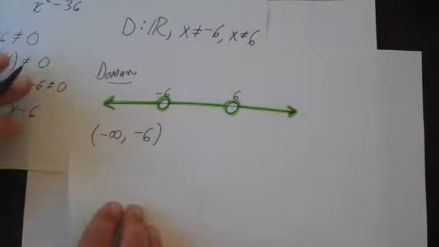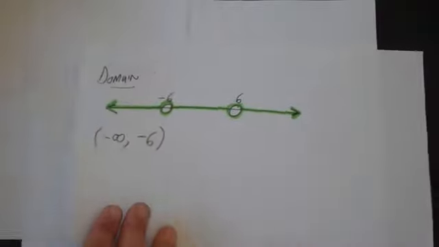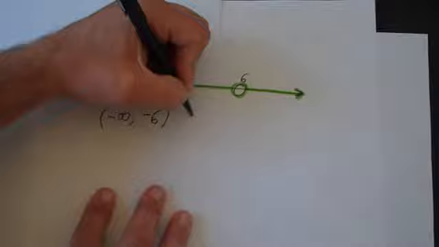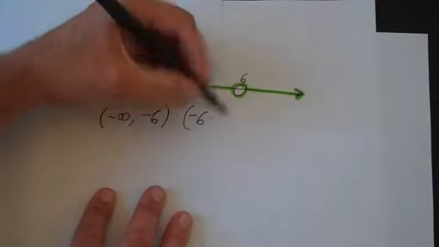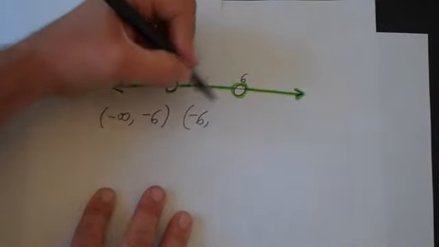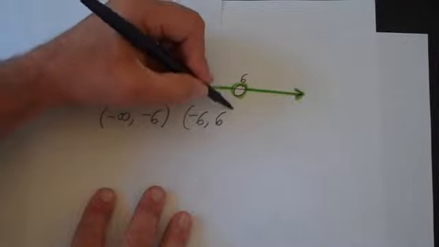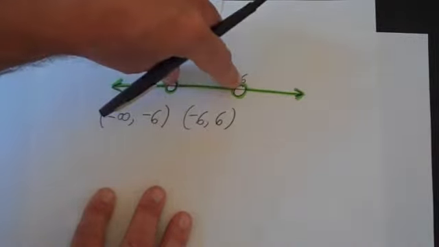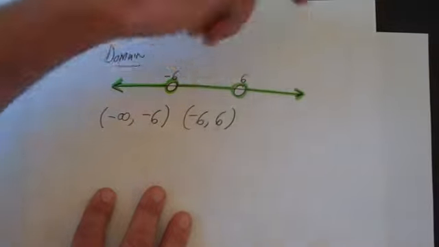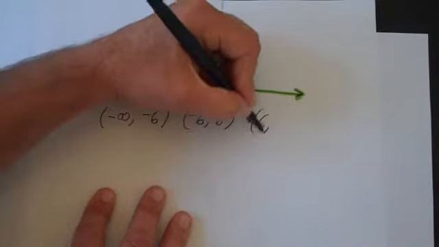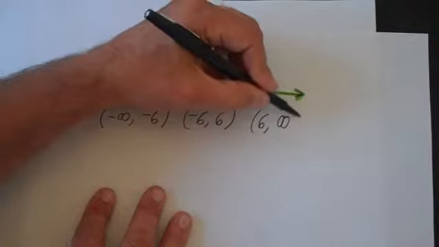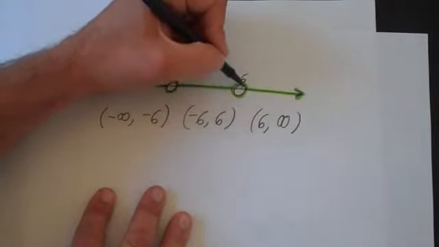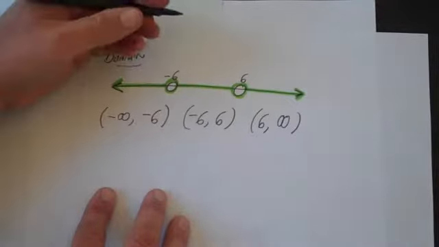Let's look at the next part of the graph here. That starts at minus 6. Start with the most negative first, and then go to the most positive. So it goes from minus 6 to 6. They're both open parentheses because they're both open dots. And then the third part of it goes from 6 to infinity. With infinity, use open parentheses always, and we use an open parenthesis with the 6 because it doesn't include the 6.